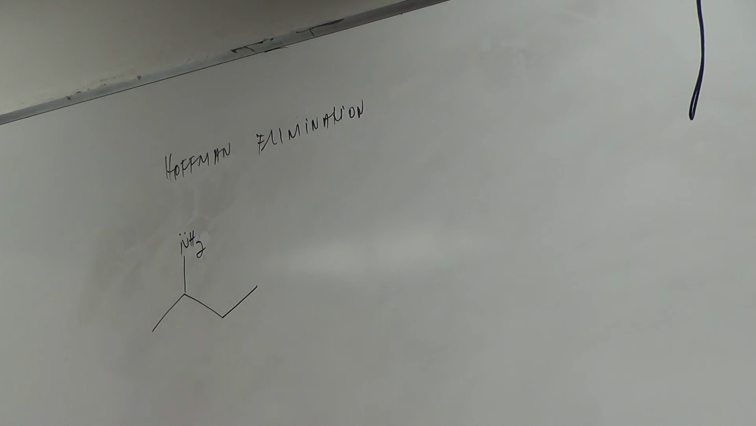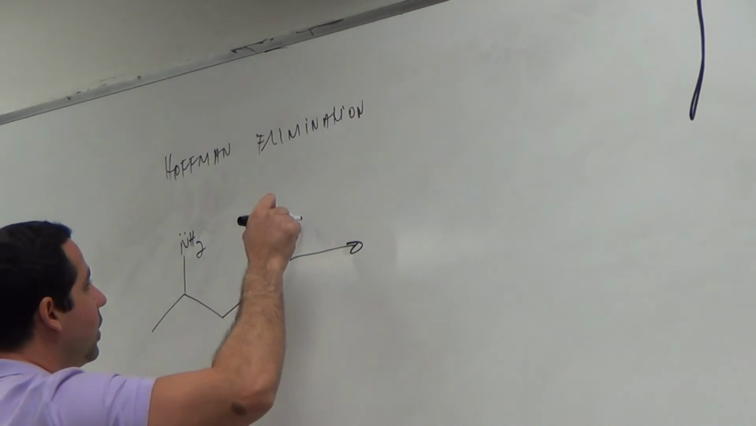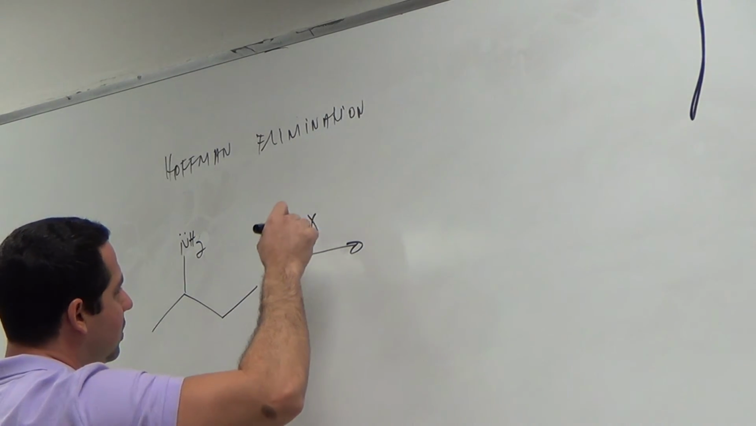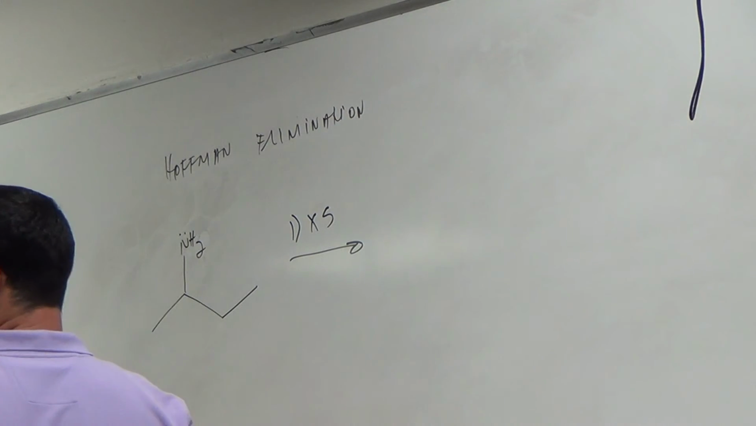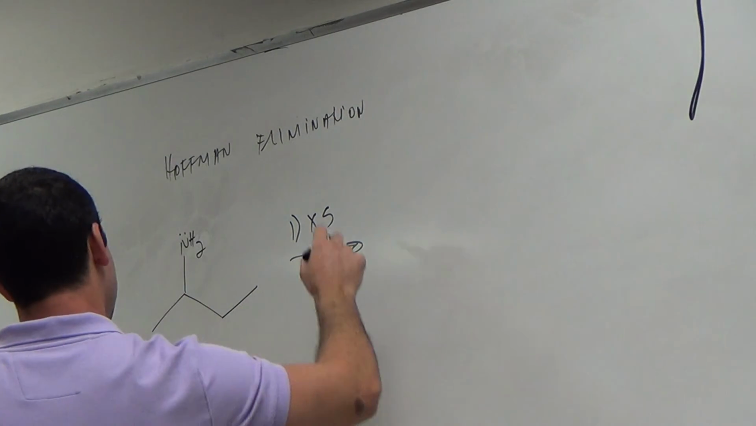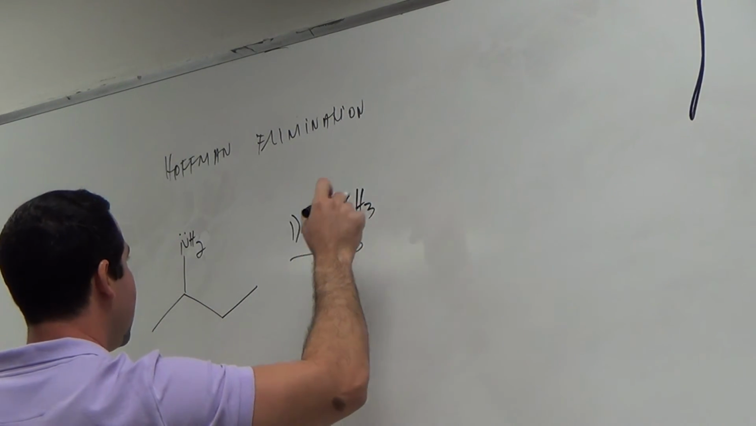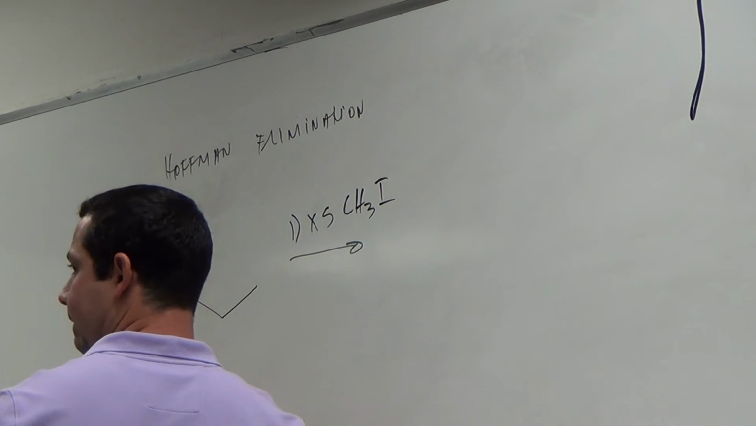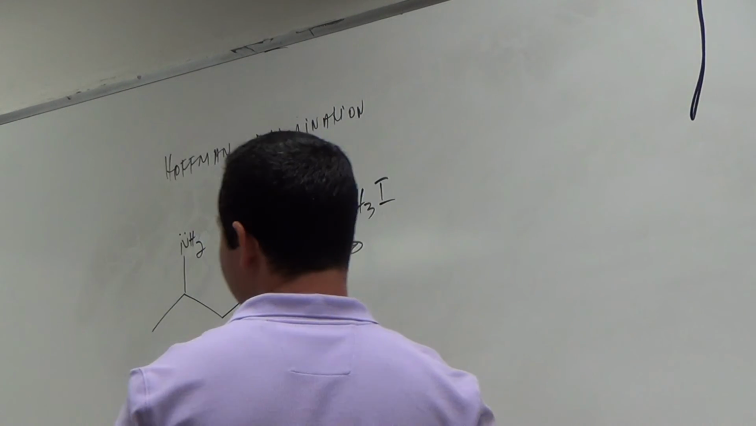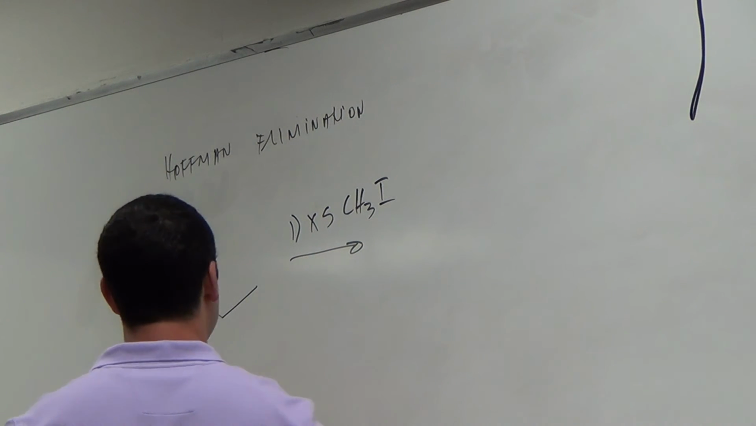Okay? And once it's there, all you need to do is treat this with a base. And the base is going to pull a proton from here, and that will eliminate as the tertiary amine. So unsaturated. We are going to treat this with, what do we call this? Oh, we did it with two amines. Excess, let's say, alkyl halide. Okay? And the base of choice is silver oxide.